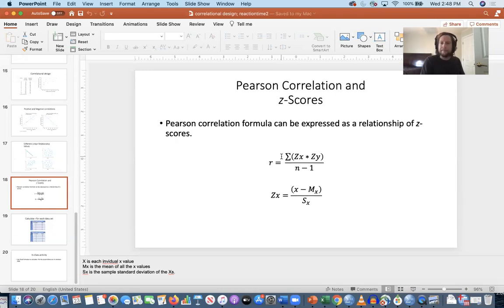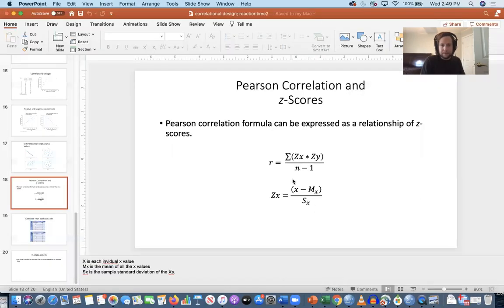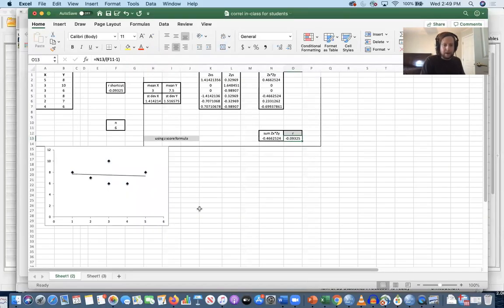You take the sum. And then finally, we divide by n minus 1 for the r right here. That's because N13, which is this thing, is the numerator of that fraction, divided by F11 minus 1. So F11 is the sample size. We're dividing by the sample size minus 1. The numerator divided by the sample size minus 1. And that gives you our R value.